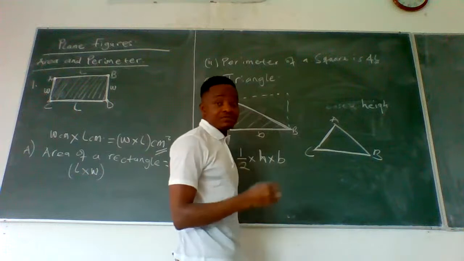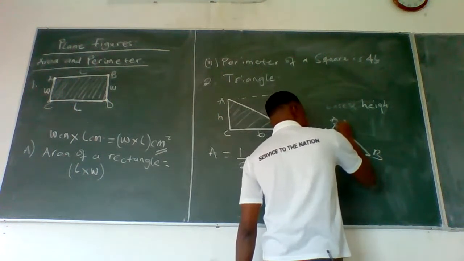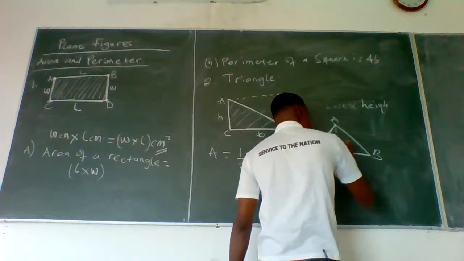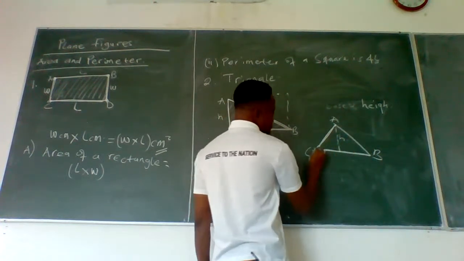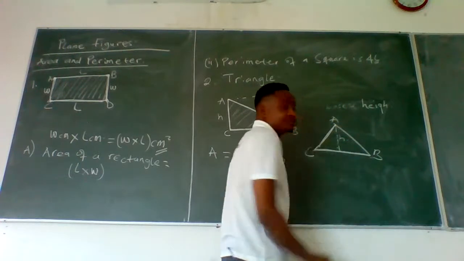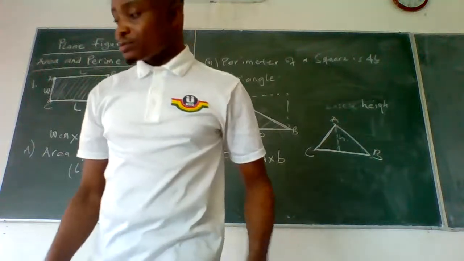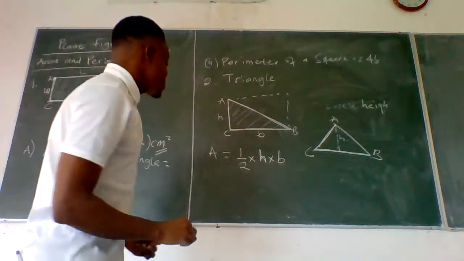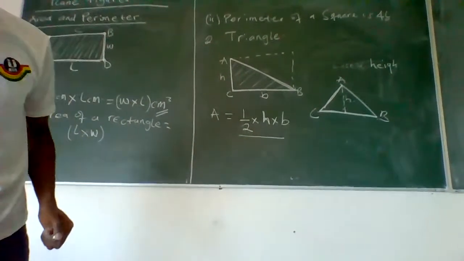So first of all, we have to find the height. We do this from the apex to the base. So this one will give you the height. When you know this, and then the height, you find the area of this particular triangle. So the area of a triangle is half times height times base.